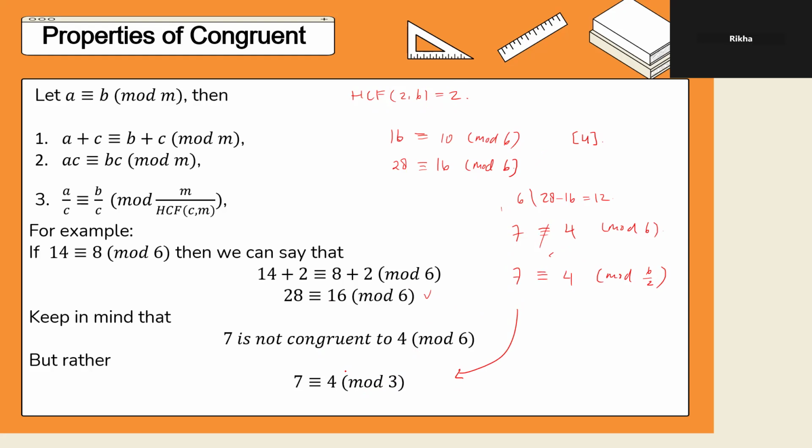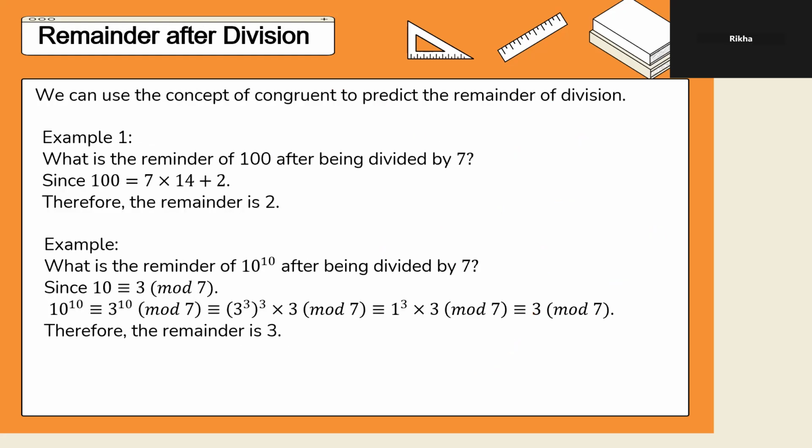So the property says that we can add the same number, still be congruent, multiply with the same number, still be congruent. And if we want to divide with the same number, make sure that number is relatively prime with our M, the modulo. If it's not, then reduce the modulo by dividing it with the HCF of the number that we used to divide with and M. Is that clear? Okay, so these properties are going to help you to modify any congruence.